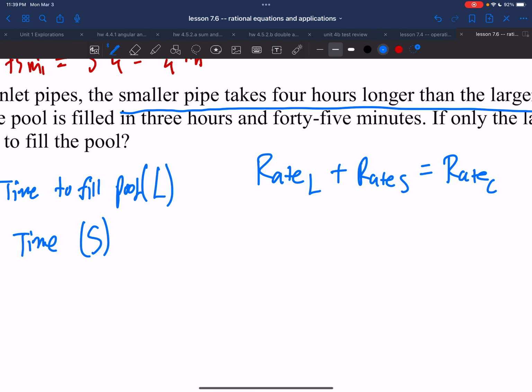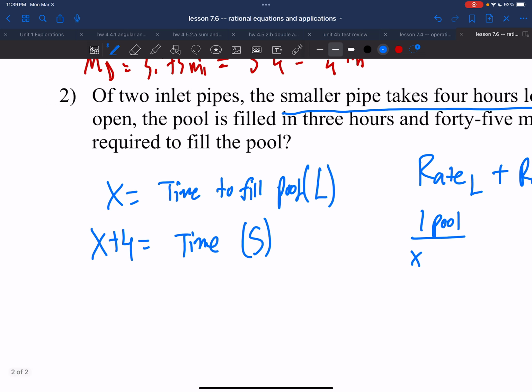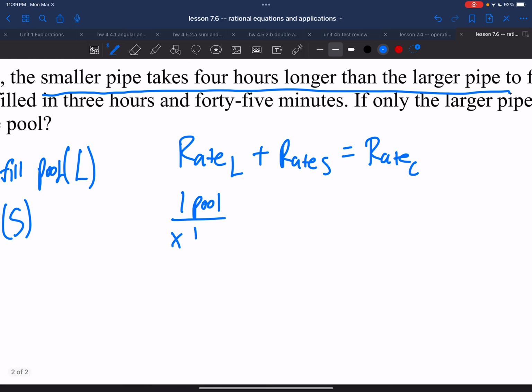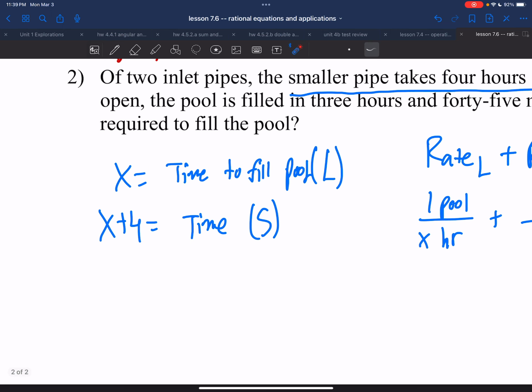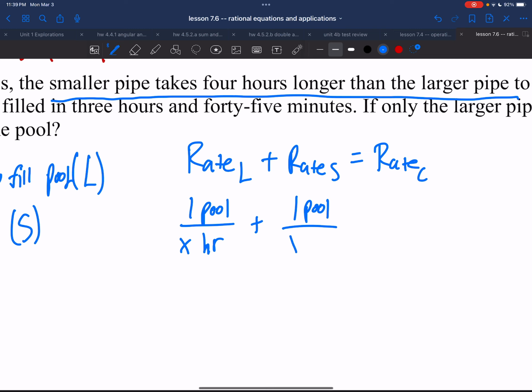So the large pipe, its task is 1 pool per X hours. Let's go hours, because you get to choose the measurement there. The rate of the large one is 1 pool per X hours. The rate of the small one is also 1 pool, but it takes 4 hours more than the large pipe, so I'm going to write X plus 4 in the denominator here.